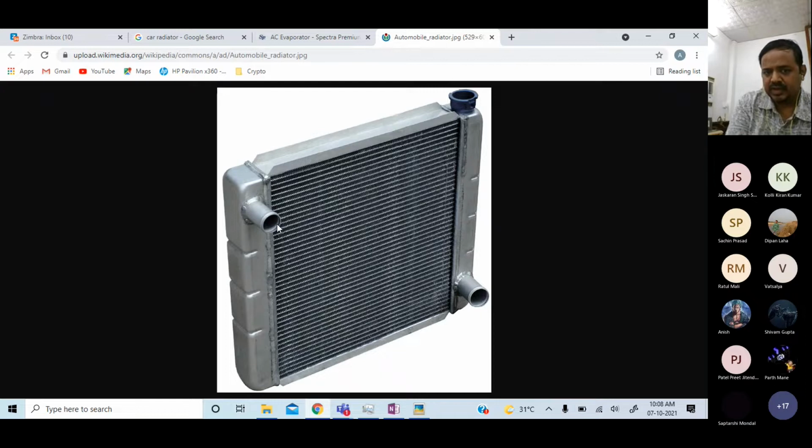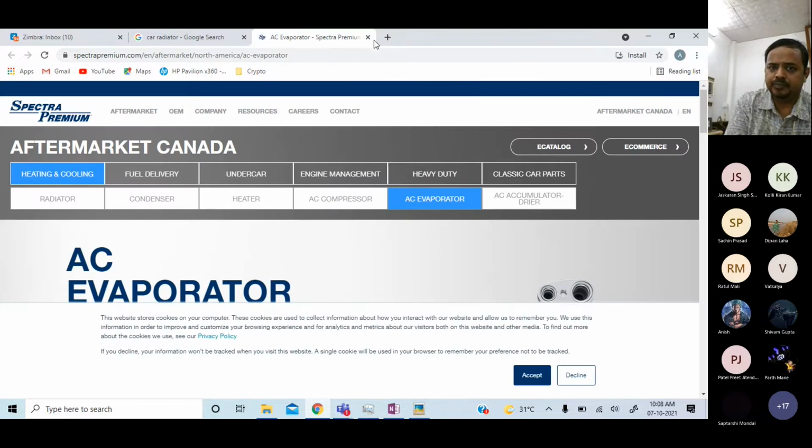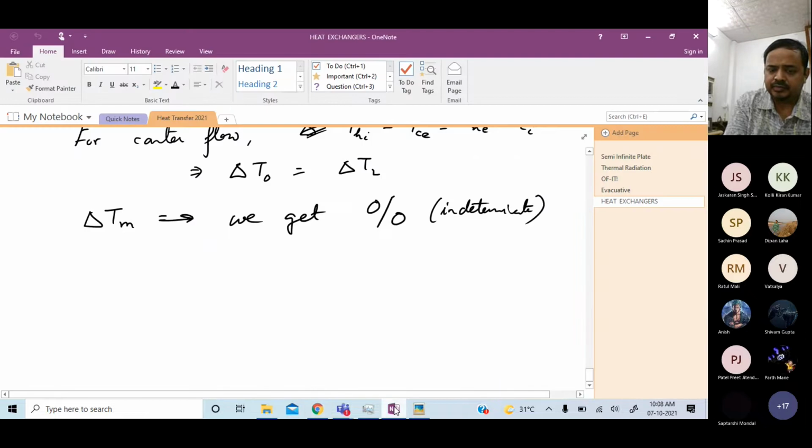Behind this, inside your car engine, you have a fan that blows air through this. In turn, that ambient air cools down the hot coolant coming from the engine. The coolant is now cooled down and recirculated back to the engine, and that is how you have this closed loop.